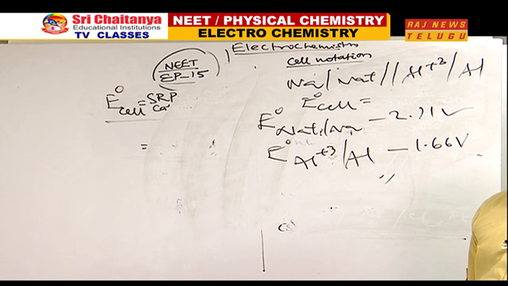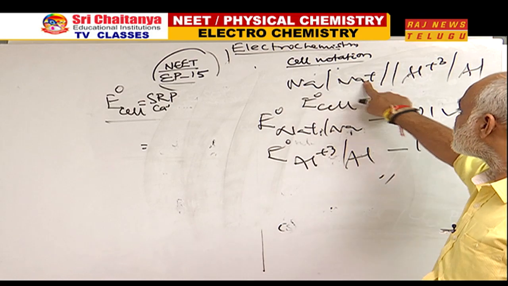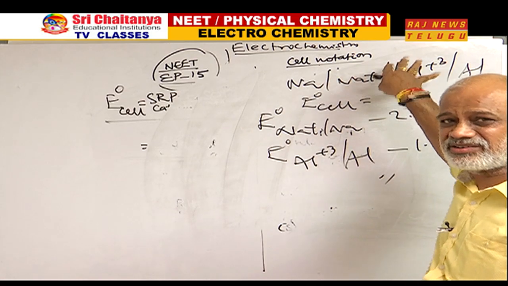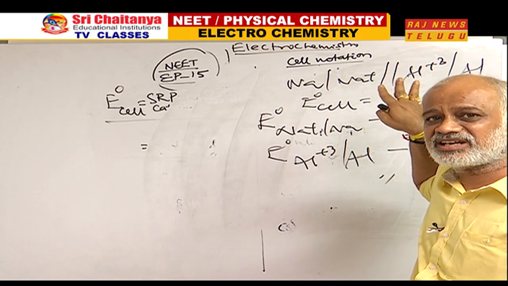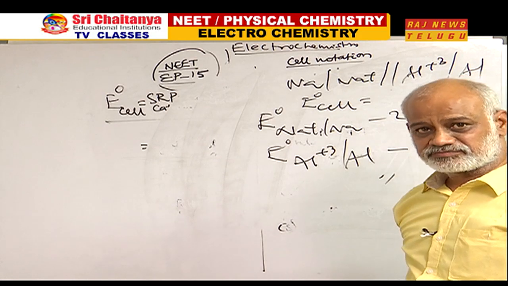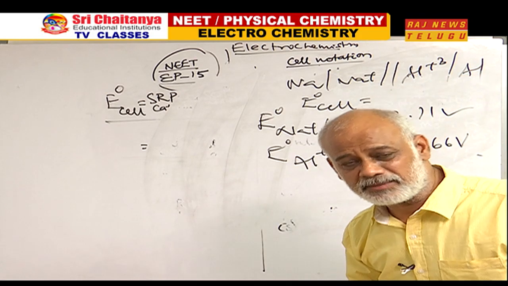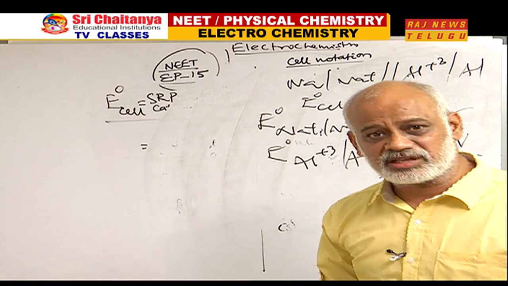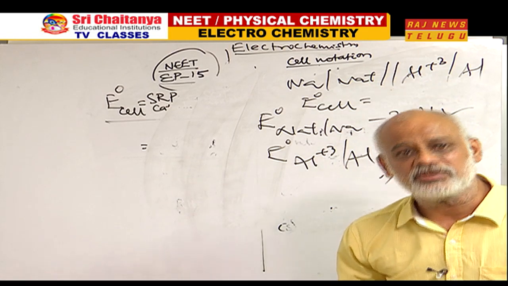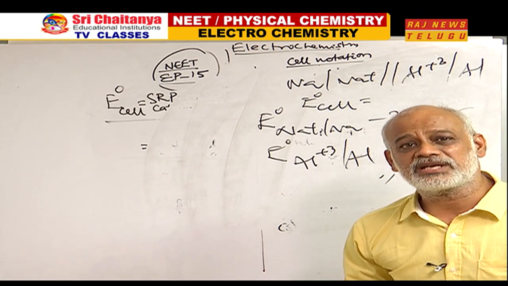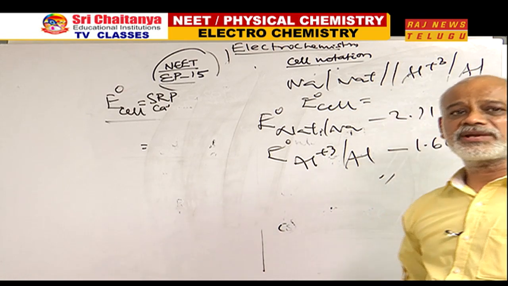Formula SRP. And sir, here Na gives Na plus, this is a cell notation where oxidation occurs at the anode and reduction occurs at the cathode. Forget it. While solving the problem, whether anode or cathode, we are interested in calculating based on SRPs. So, what is the formula? SRP at the cathode minus SRP at the anode.